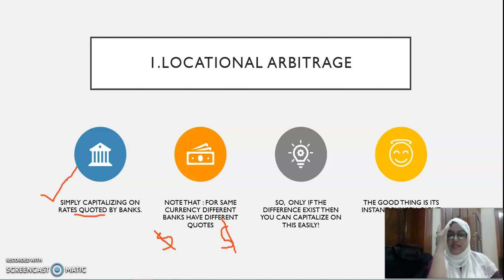The other thing here is that if and only if the difference is there, then arbitrage is possible. So first of all, being a smart person, you would like to see if differences exist between two banks, and if they do, then locational arbitrage is possible and you can do it. The good thing is that it's instant, because it's not time consuming. You're not tying up your funds at all. You can buy and sell right away. So we say that you are away from risk, and that's a very good thing for most investors.